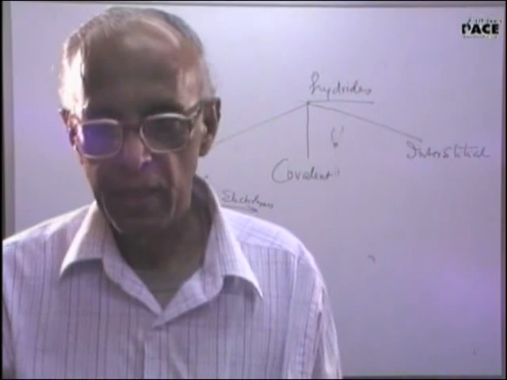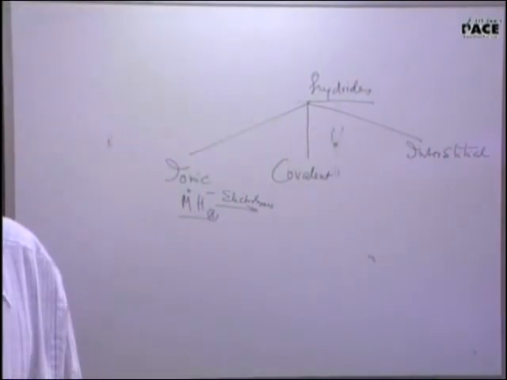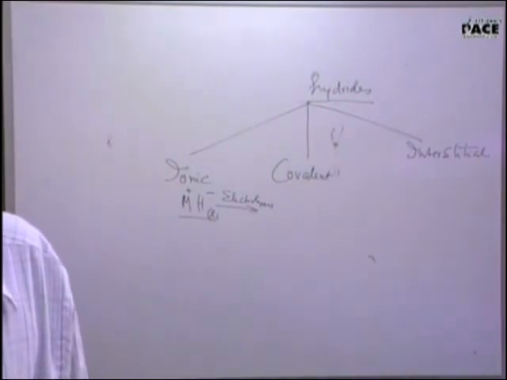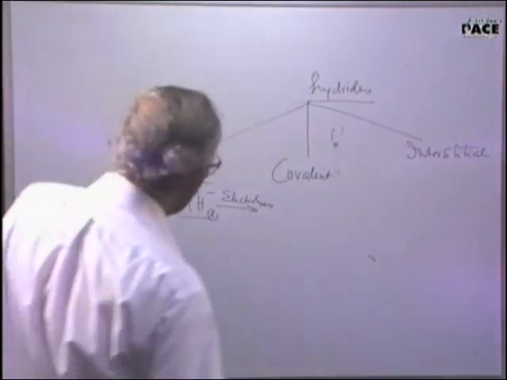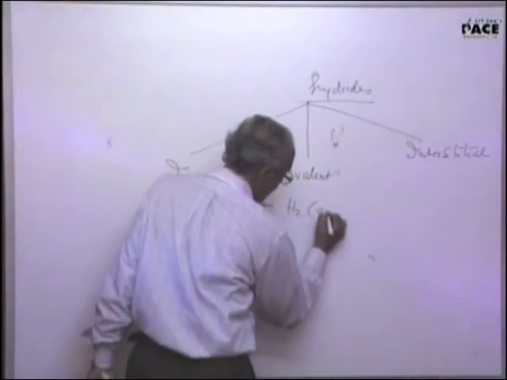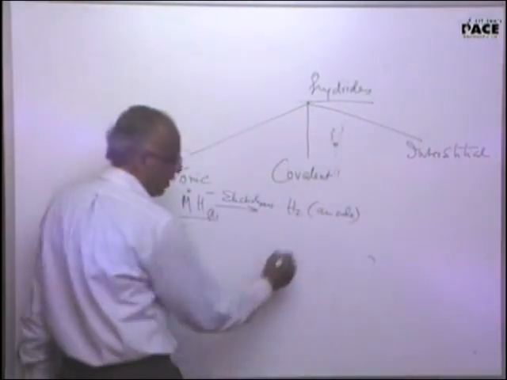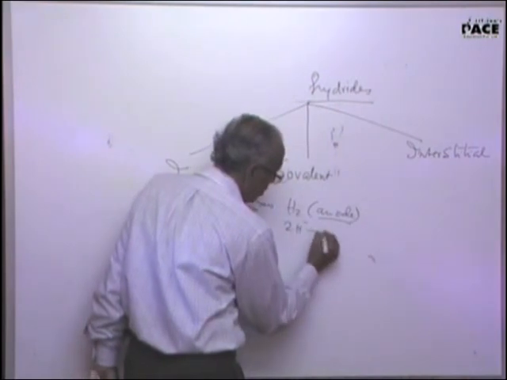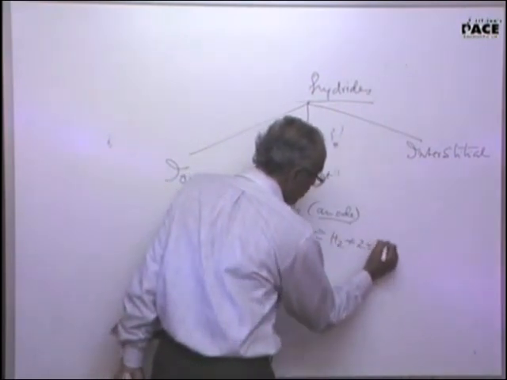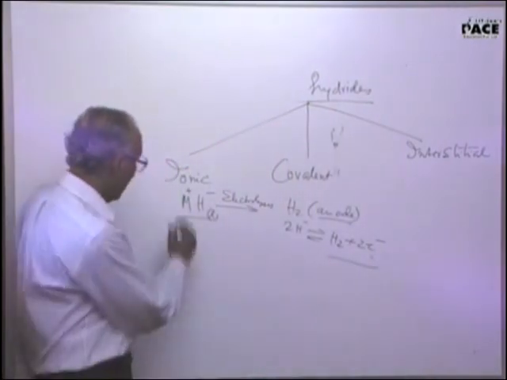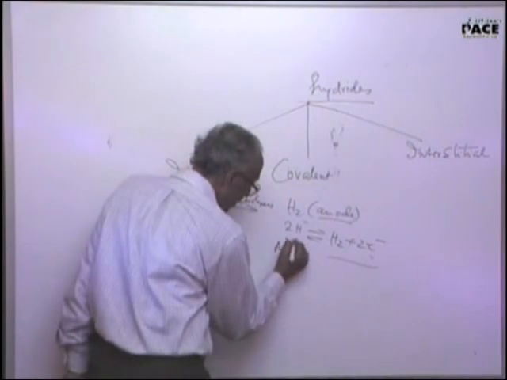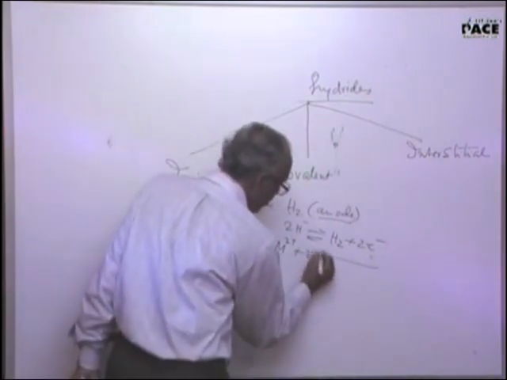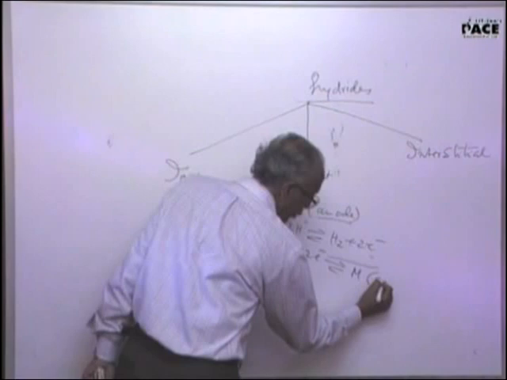If you melt an ionic hydride and electrolyze it, what will you get? You get hydrogen at the anode. Since I get hydrogen at the anode, hydride is oxidized. That means what type of reaction takes place at the anode? Oxidation. So 2 H minus gives H2 plus 2 electrons, and the metal ion picks up the electrons. If it is a divalent metal, M 2 plus plus 2 electrons gives the metal at the cathode.